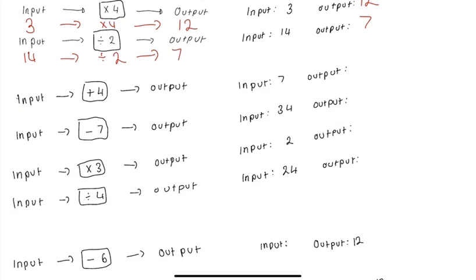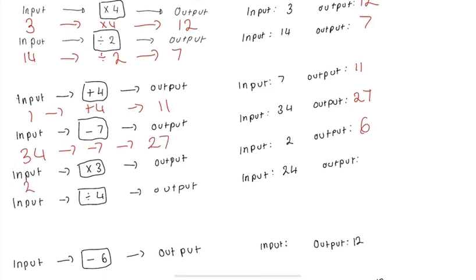So for this first one, you should have got 11 because 7 add 4 is 11. This next one, you should have got 27 because 34 take away 7 is 27. This next one, you should have got 6 because 2 times 3 is 6. And then this last one, you should have got 6 as 24 divided by 4 is just 6.